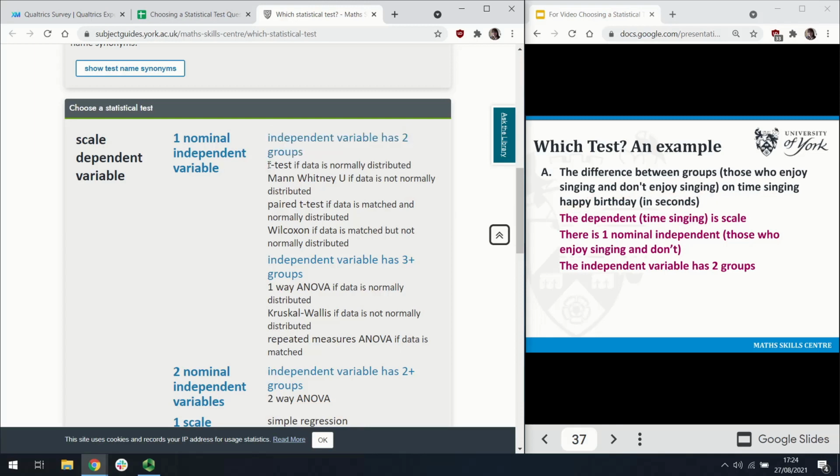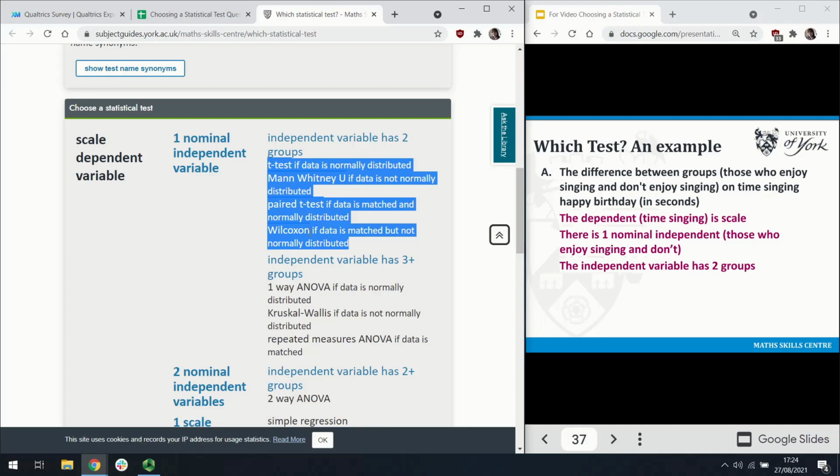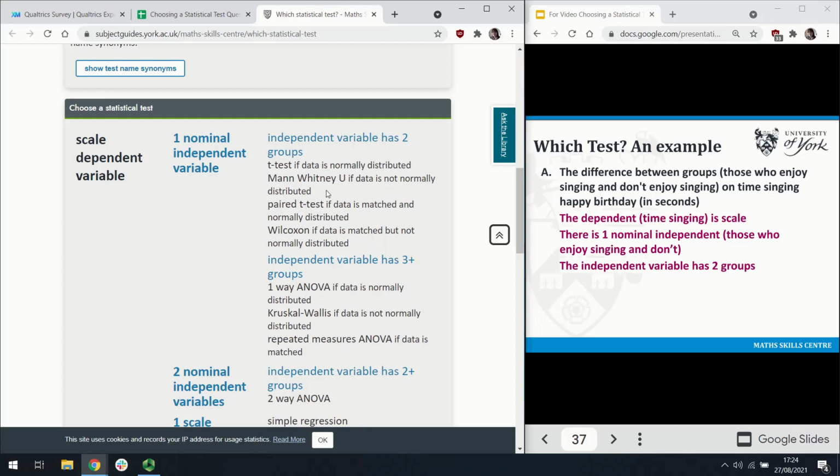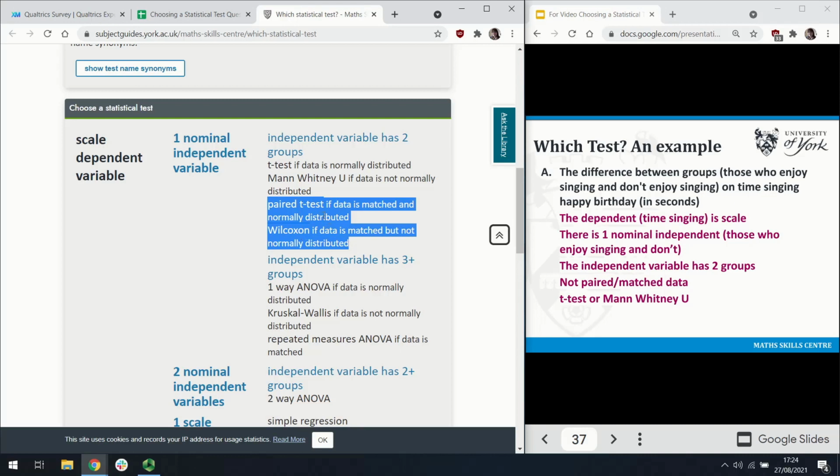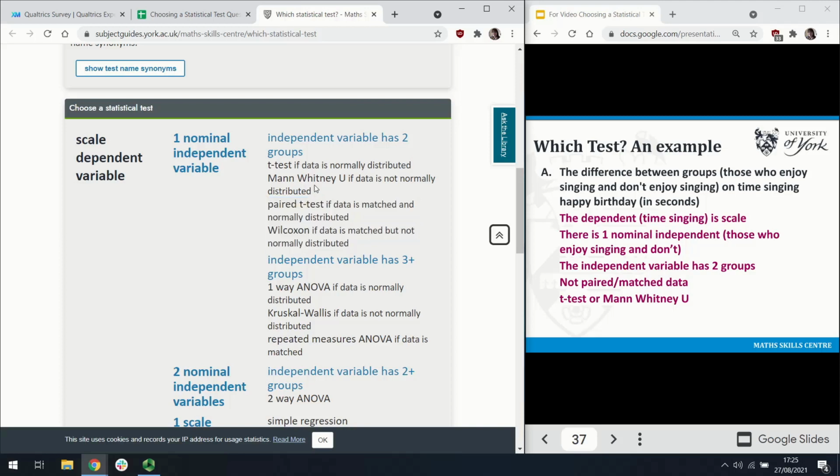So now I've narrowed it down to these tests. I've got 4 tests here that it's suggesting. The default that we presume is that our data is not matched. So a t-test and a Mann-Whitney U are for data that isn't a repeat measures design. These two tests are for data where it is paired or matched. So we end up knowing that we're choosing either a t-test or a Mann-Whitney U.